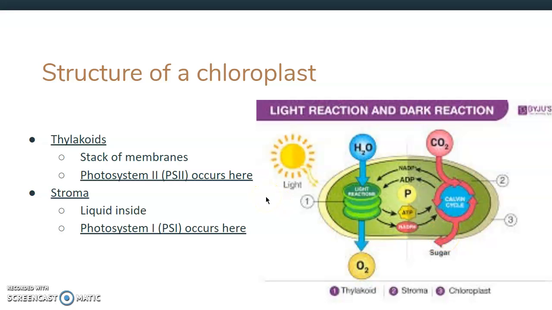Hopefully that is clear and a good introduction before we continue to talk about photosynthesis more.